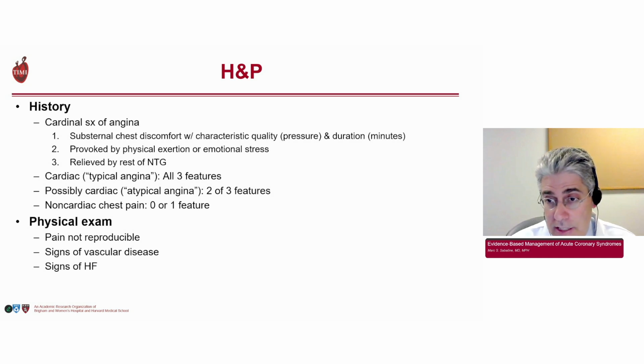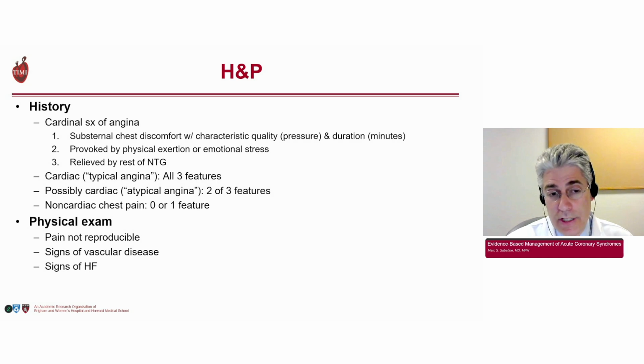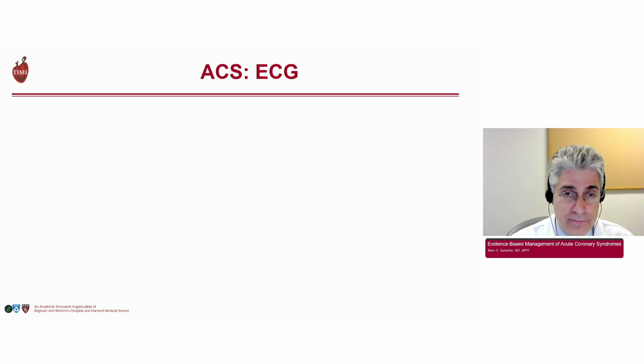And then also look for signs of heart failure. Obviously, someone can have heart failure and not have an acute coronary syndrome. But for someone coming in with a story good for an acute coronary syndrome, and they look like they're in heart failure, that's a particularly high-risk patient.